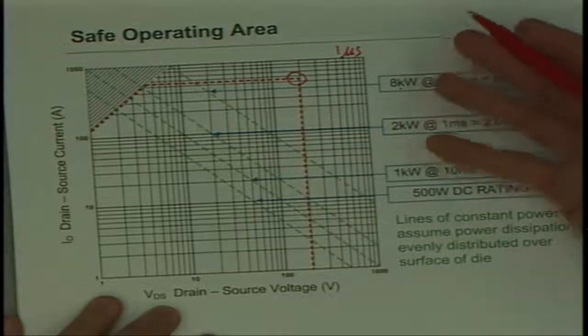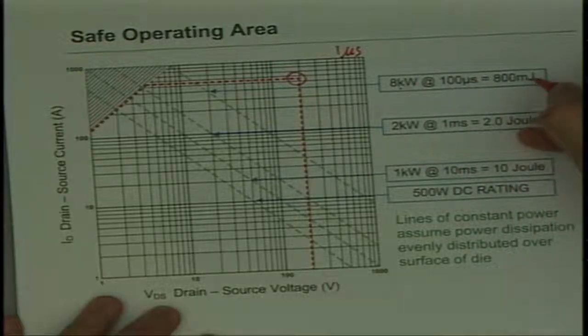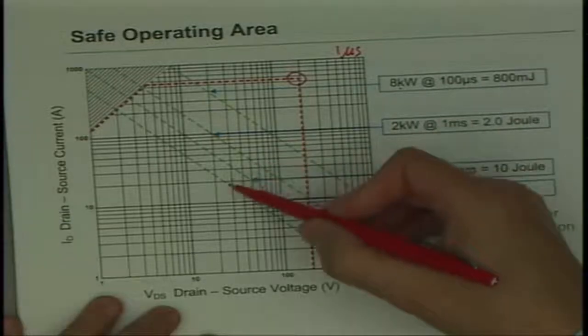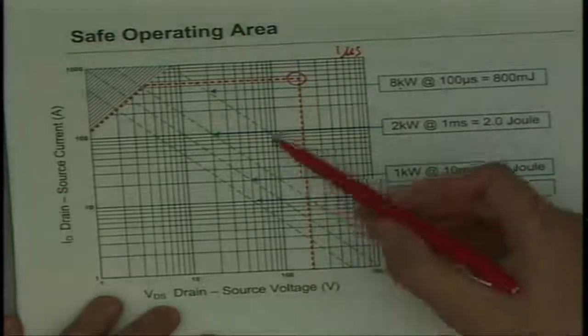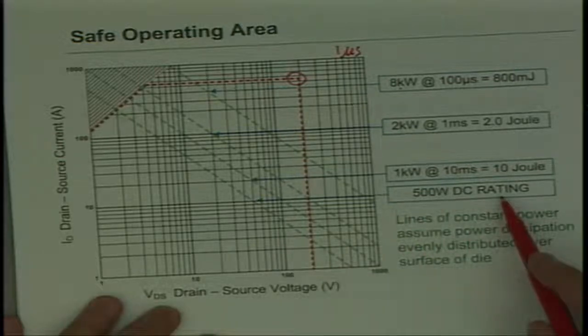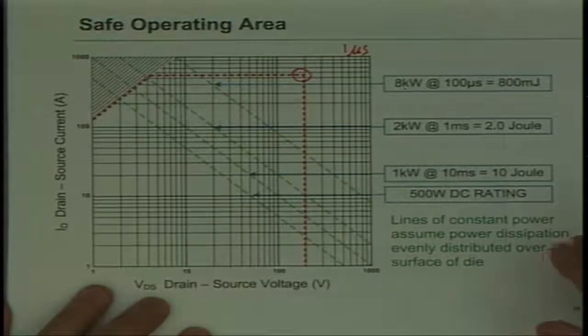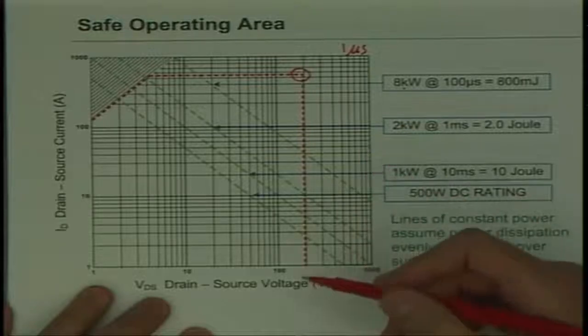So it's saying you can dissipate this power for this long, which is really a measure of energy, right? So these are lines of constant energy. And as the time gets longer, the amount of energy goes up, but the power goes down. Then as you approach DC, this is the DC rating of 500 watts, which, as you saw earlier, is a pretty optimistic number. It's not very realistic.